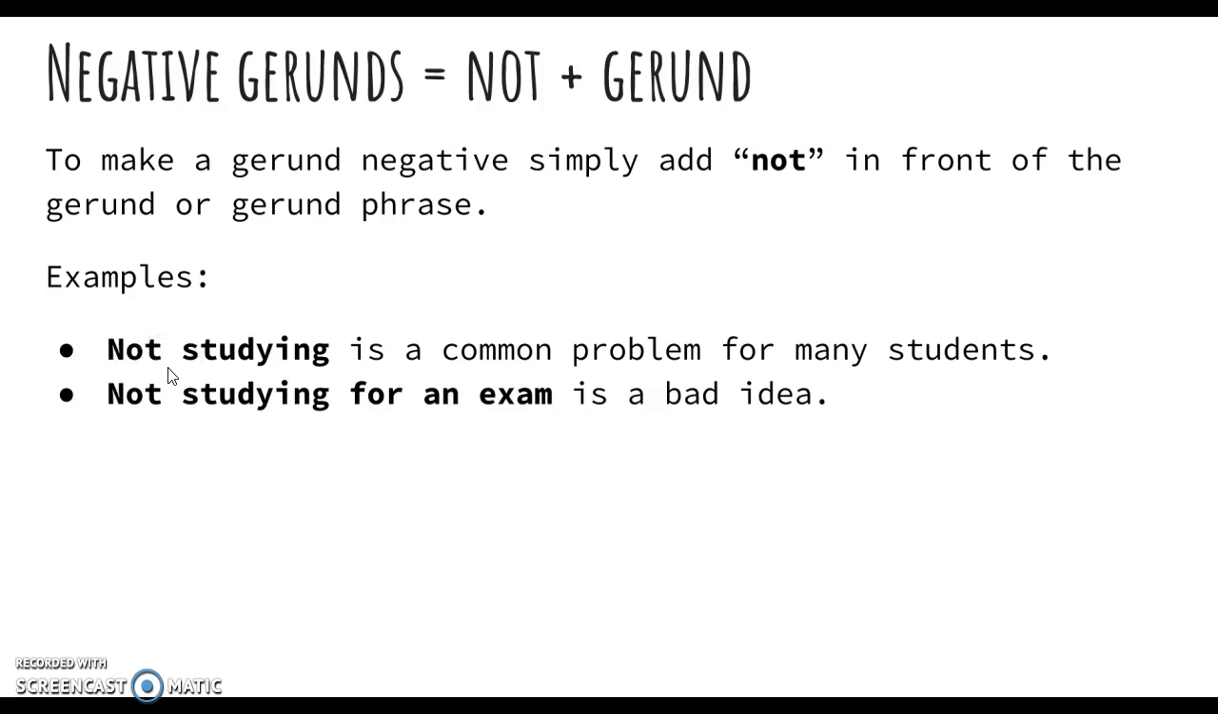We can do the same thing for gerund phrases. For example, not studying for an exam is a bad idea. We start with the gerund phrase studying for an exam. We want to make it negative. We just add not in front of it.